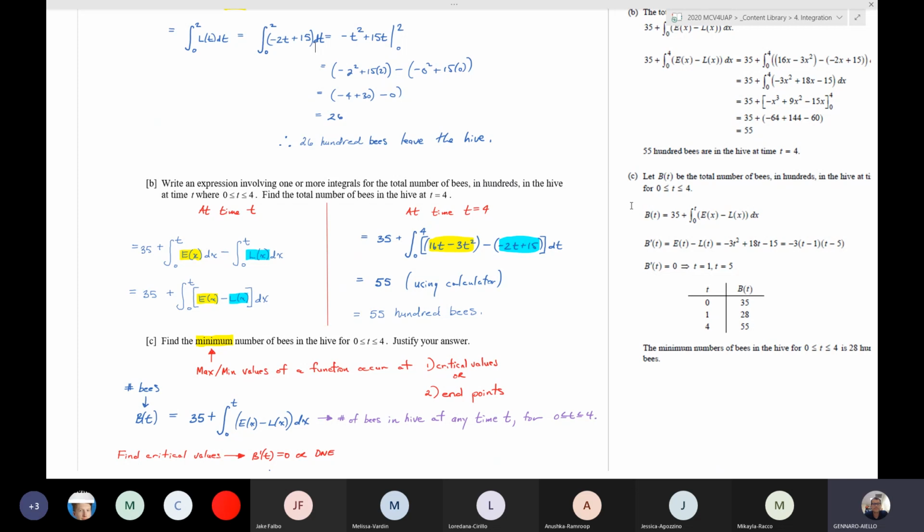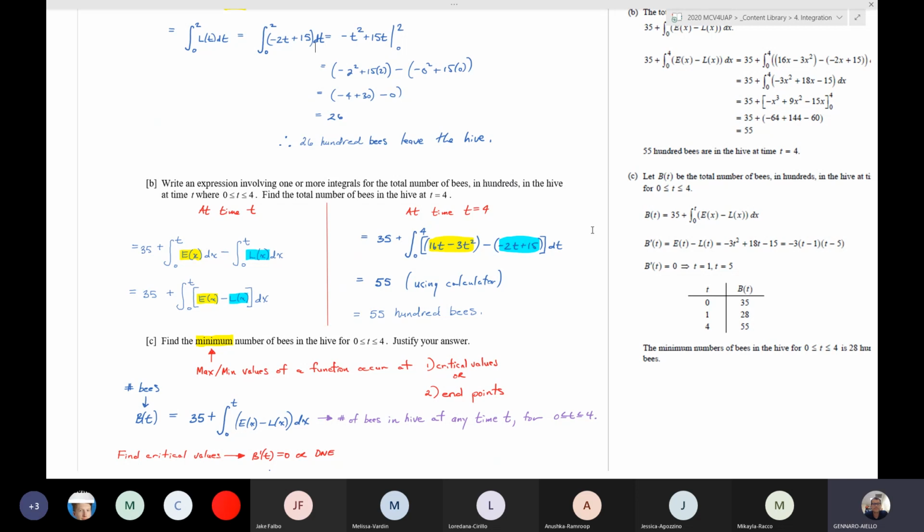So if I want the total number of bees in the hive at some time t, then I'm going to start off with the 3,500 bees that were initially in the hive. Then I'm going to add to it the total number of bees that enter the hive and subtract the total number of bees that leave the hive.